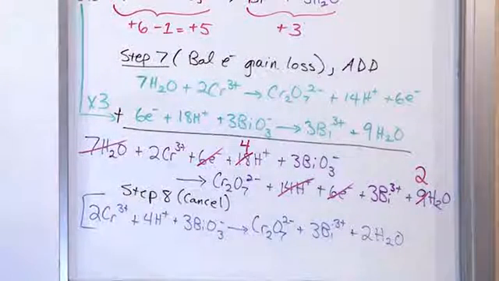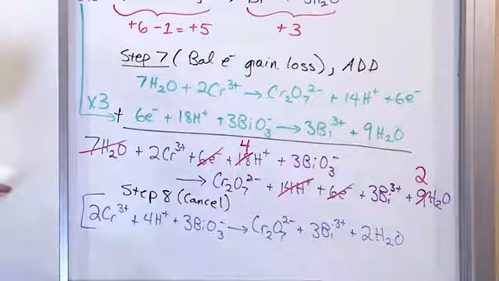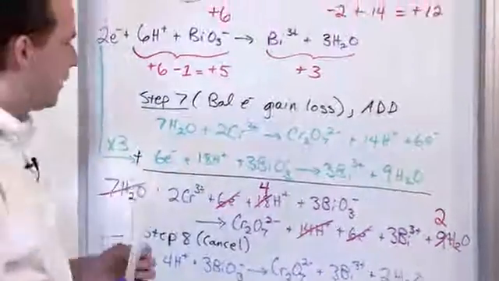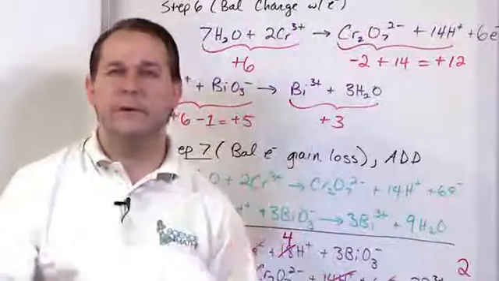So we have 2 chromium 3+ ions plus 4 hydrogen ions plus 3 BiO3 negative ions, yielding Cr2O7 plus 3 bismuth 3+ ions, and then 2 water molecules. So we are done. That is balanced. So you see the same process we're doing all the time.